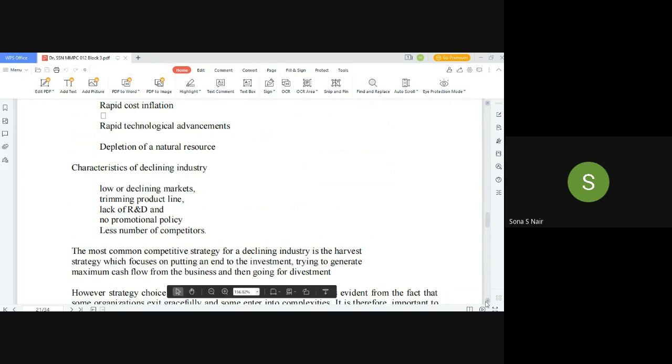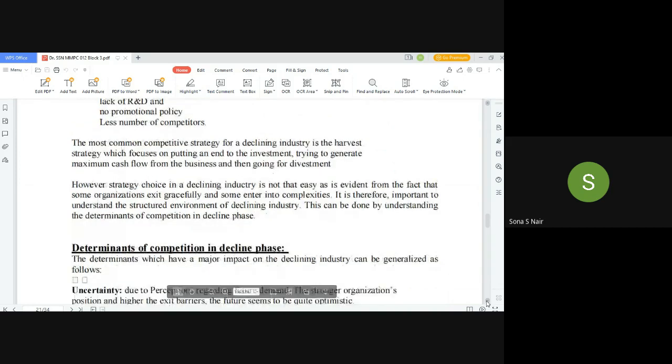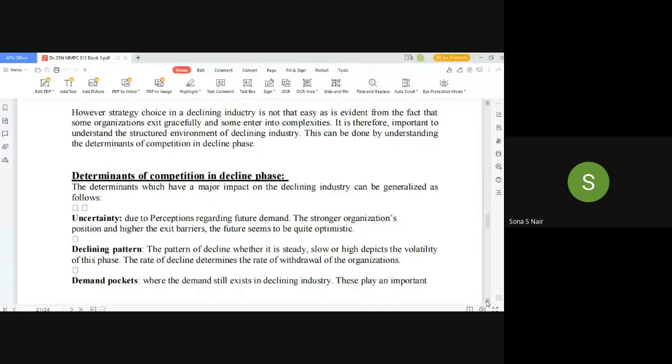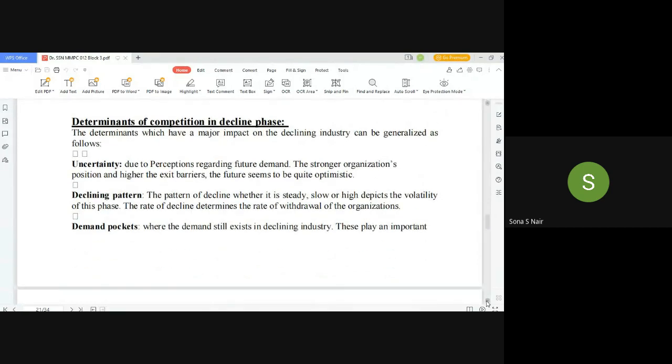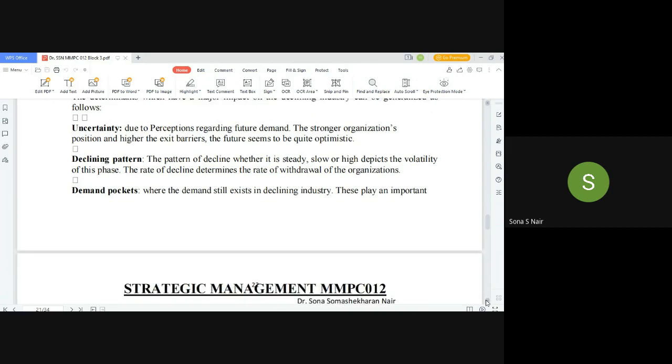Right? Now, before we come to the strategies which can be followed in the declining industry, there are various determinants which decide how many competitors are going to be there in the declining industry, right? And that is important because the number of competitors will decide whether the declining industry is going to be a volatile industry or not. What is a volatile industry?